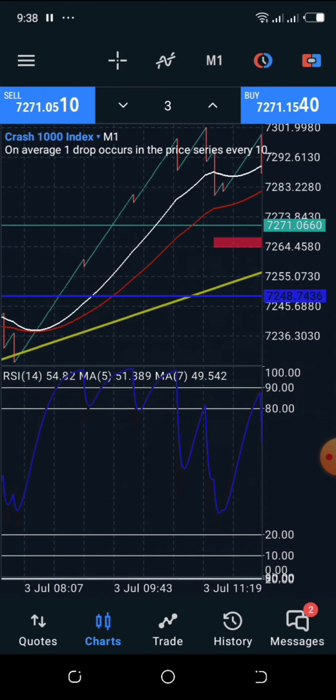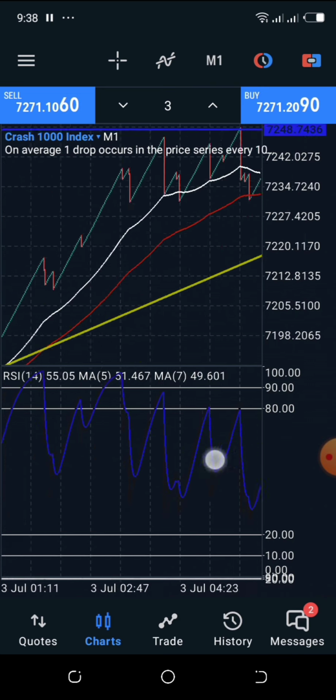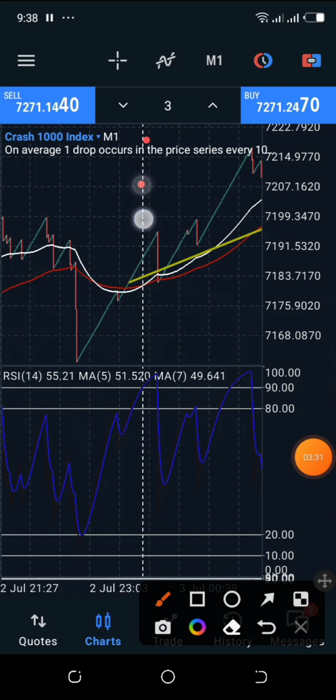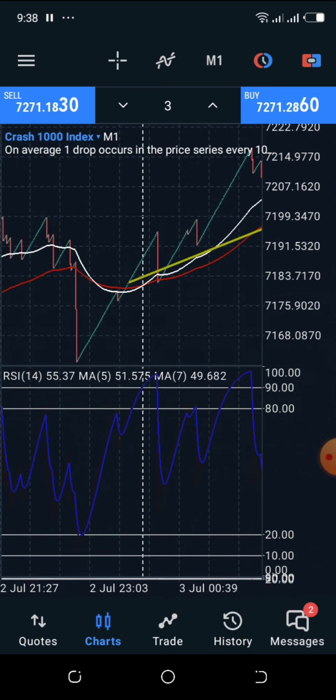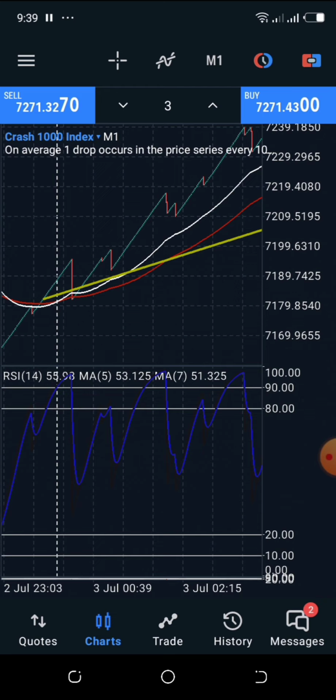After you've gotten your settings, I said you need some things. The first one is it must be on 1 minute. Second one is Crash 1000. And the third thing is that you must have a period separator. This dotted line here is a period separator. They separate one day from the other. So this is the previous day, and this is the present day. That means the previous day ends here, and the present day starts from here. Do you get?